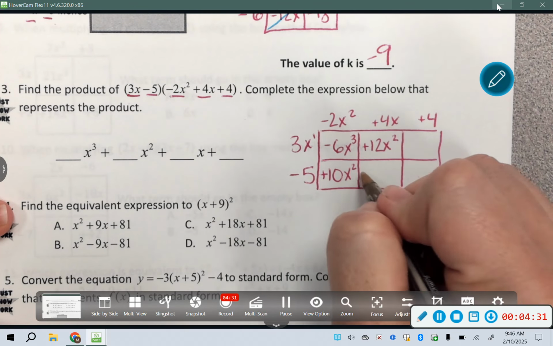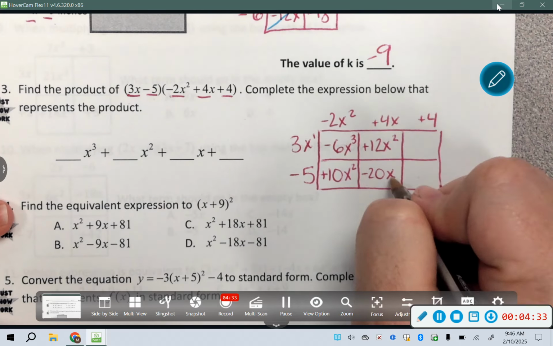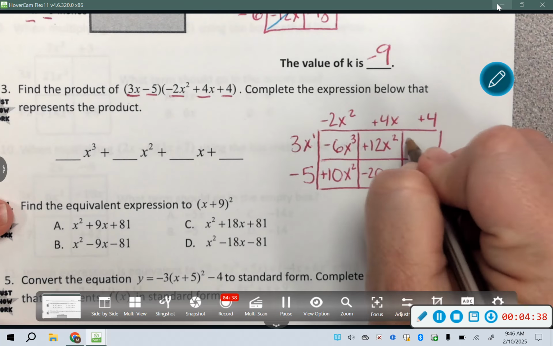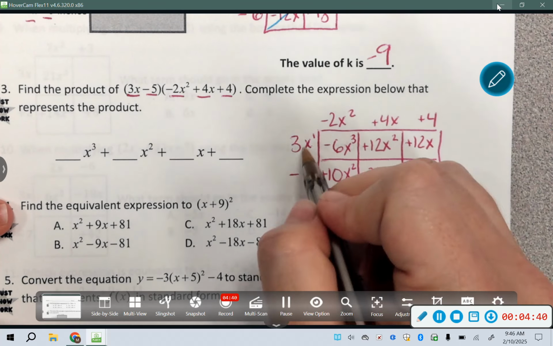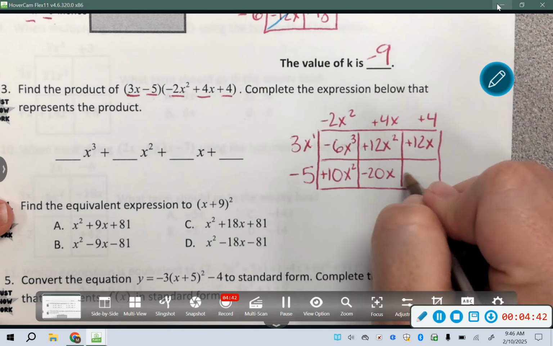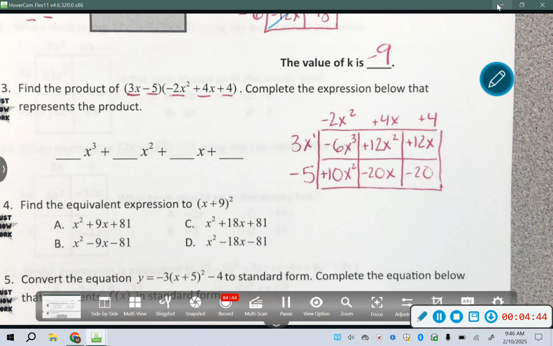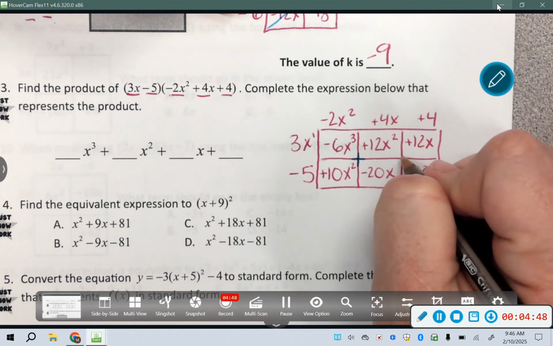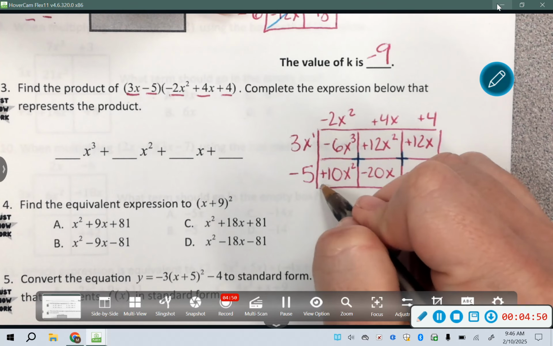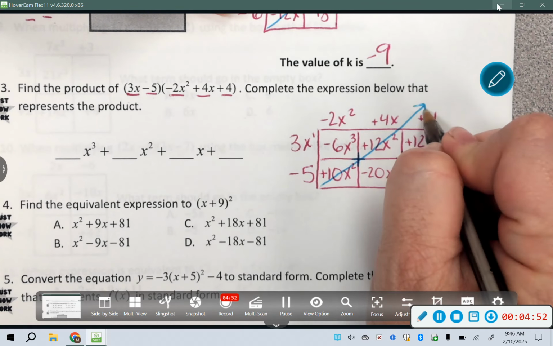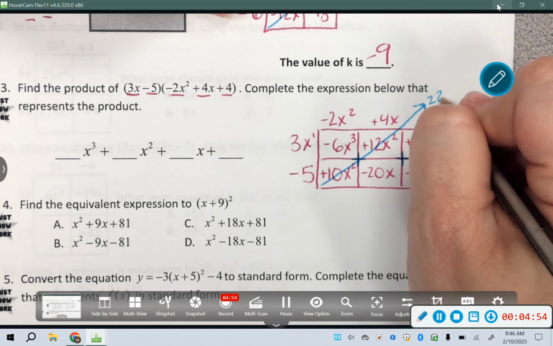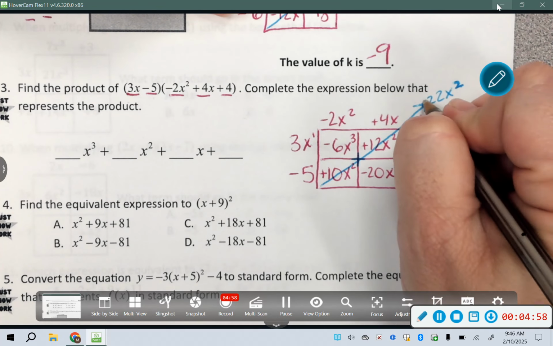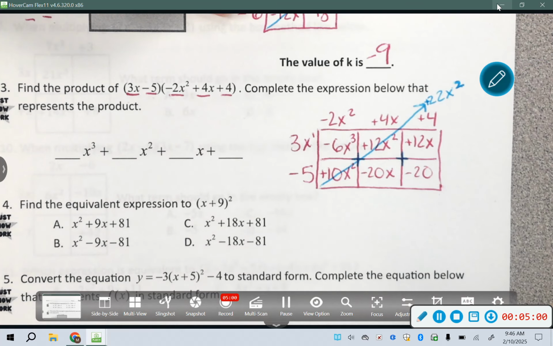4x times negative 5 is negative 20x, because I didn't have any x's to change that. 3x times 4 is 12x. And then 4 times negative 5 is negative 20. Now again, we still have our like terms in the diagonal. I still have my plus signs. And I have negative 10x squared plus 12x squared, which is going to give me 22x squared. Remember, our exponents don't change when we're adding, so this is a positive 22x squared.